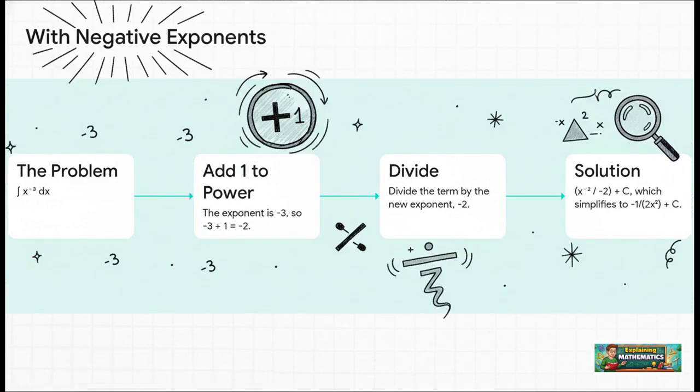Now you might be wondering, does this work for negative exponents? Absolutely. The process is exactly the same. For x to the negative 3, we add 1 to the exponent. Just be careful with your signs here. Negative 3 plus 1 is negative 2. Then we divide by that new exponent, negative 2. After a little bit of tidying up, we've got our final answer.